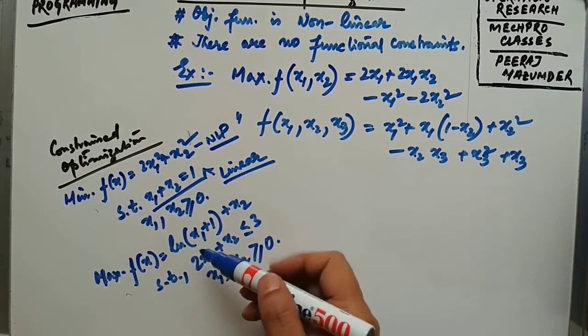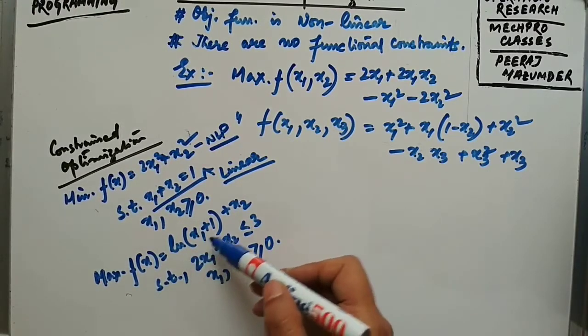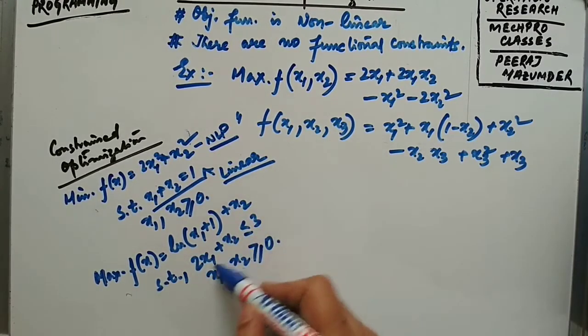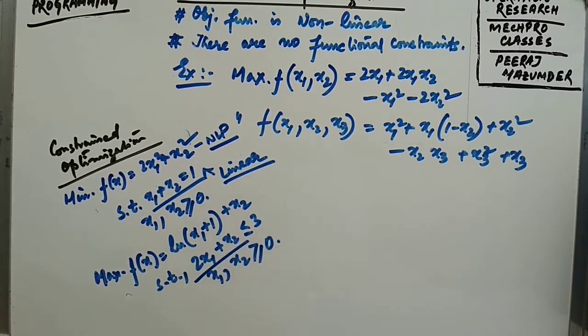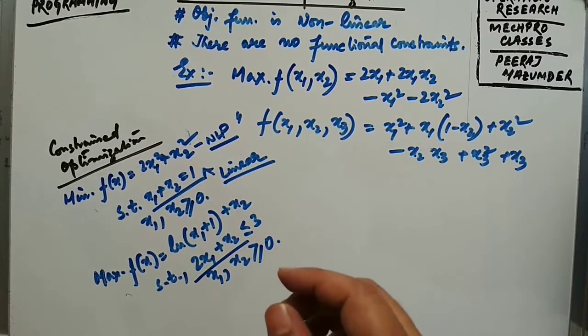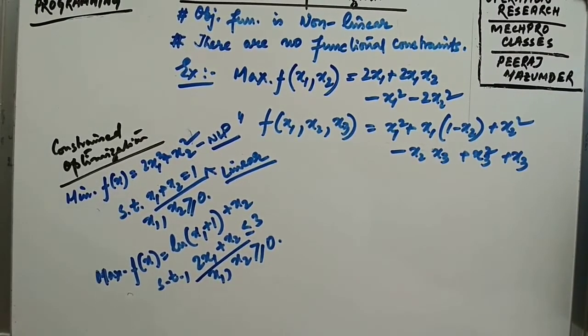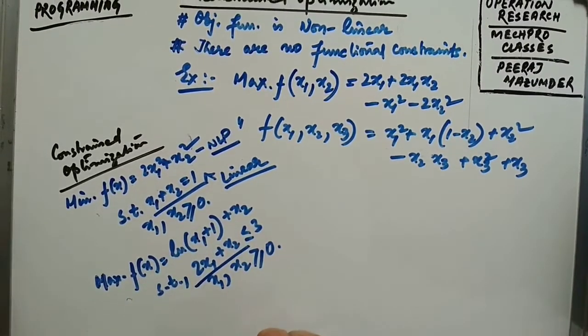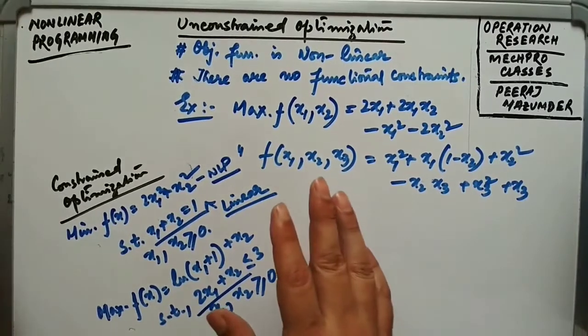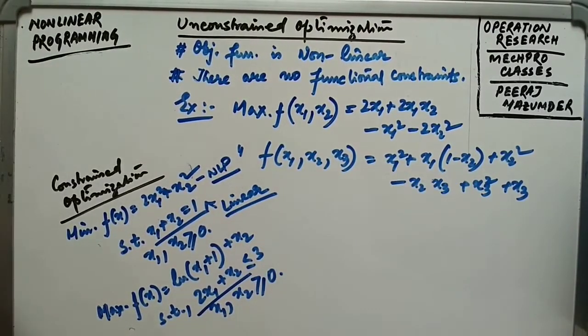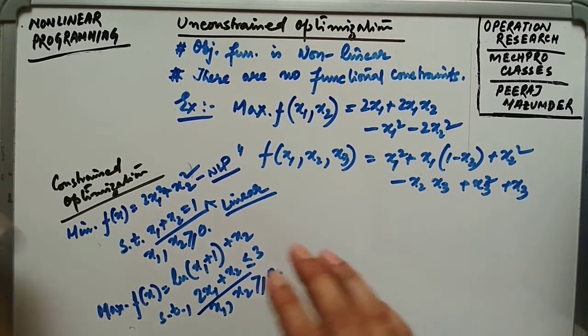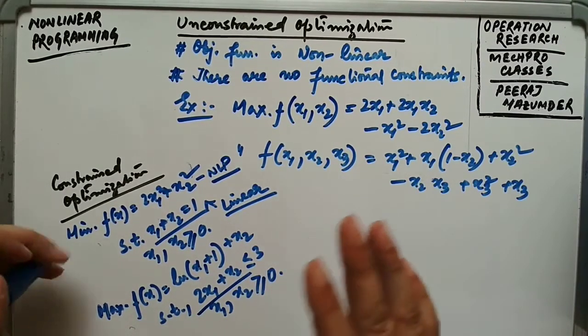So it is a logarithmic function, ln(x1 plus 1) plus x2, subject to 2x1 plus x2 less than or equal to 3, where x1 and x2 should be greater than or equal to 0. So you can see these types of problems are generally known as non-linear programming. Okay, so let us have an idea of how to plot this non-linear programming.